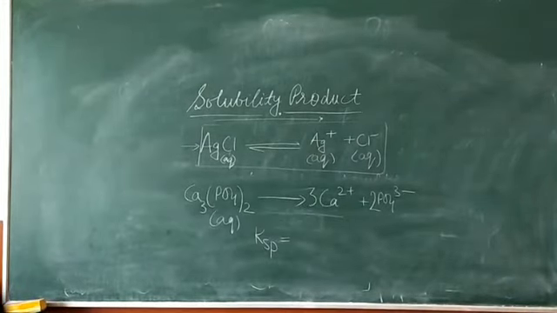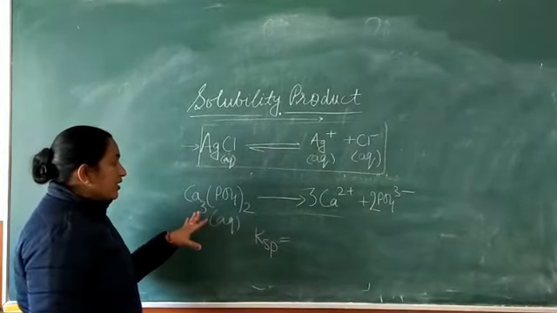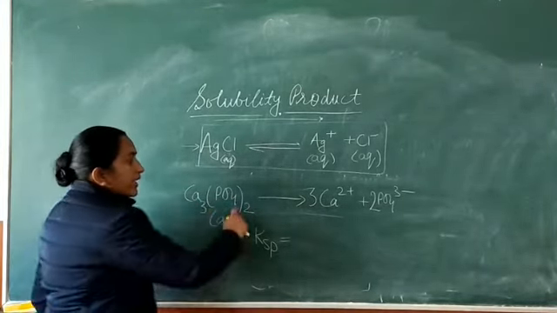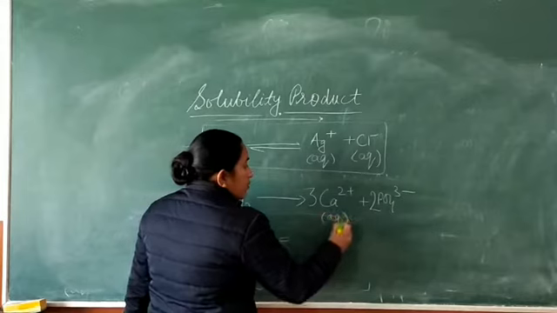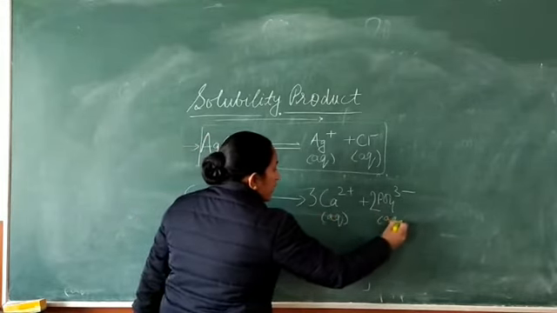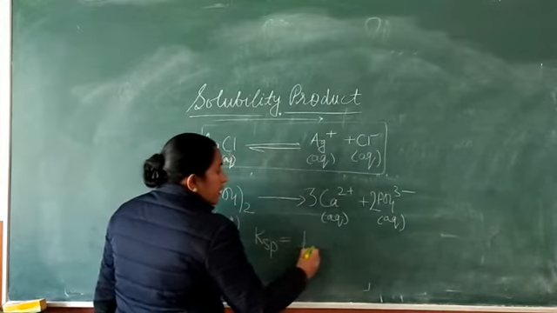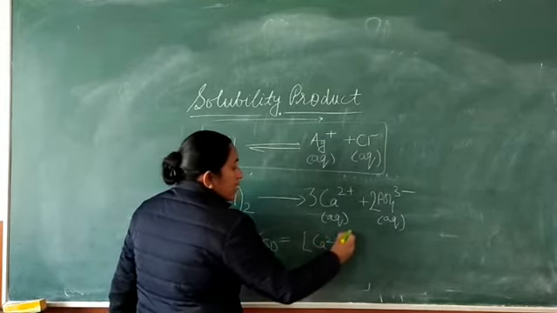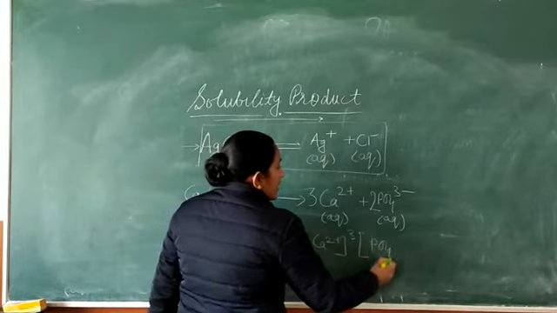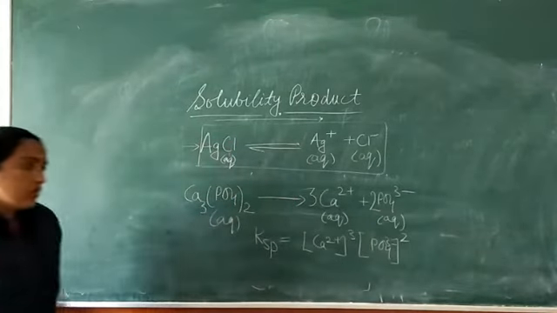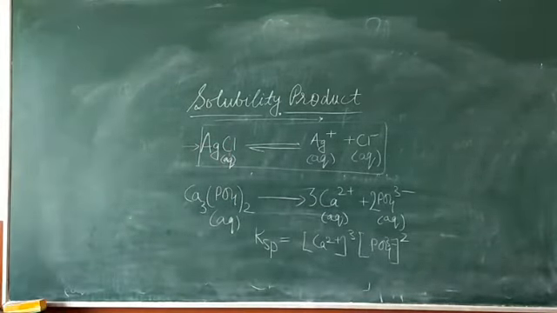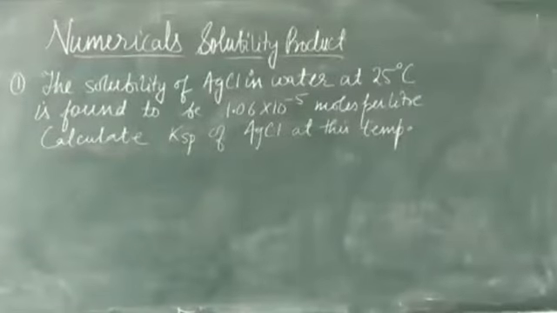Here you can see the Ksp for Ca3(PO4)2. For each calcium phosphate molecule we get 3 moles of calcium ion and 2 moles of phosphate ion. So the Ksp will be equal to the molar concentration of calcium ion raised to the power of 3 times the molar concentration of PO4 raised to the power of 2, right students? In this way you have to practice how to write the Ksp expression for a sparingly soluble salt.